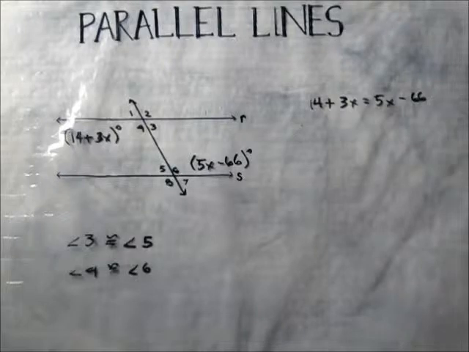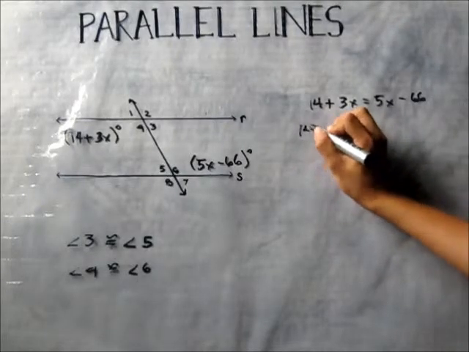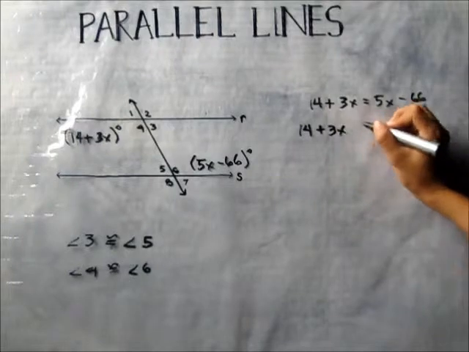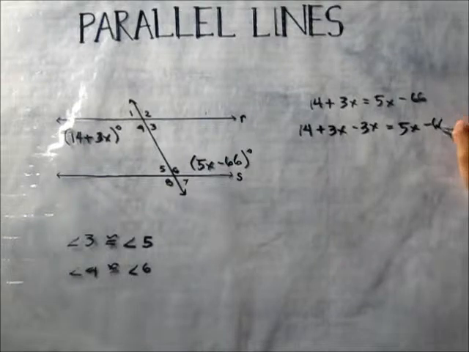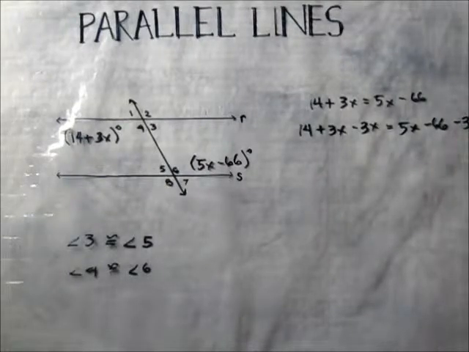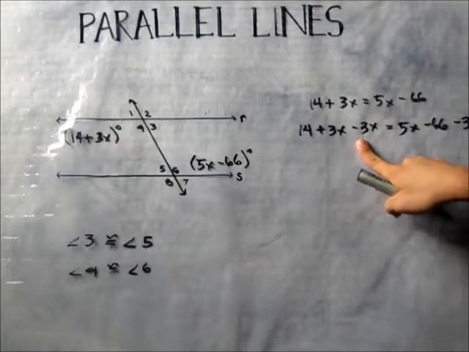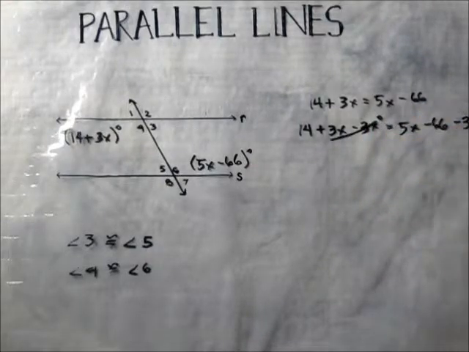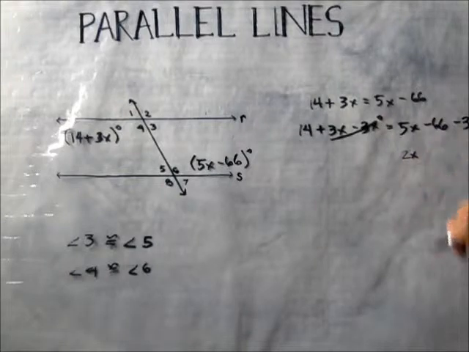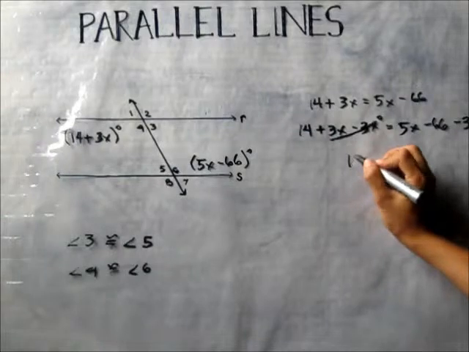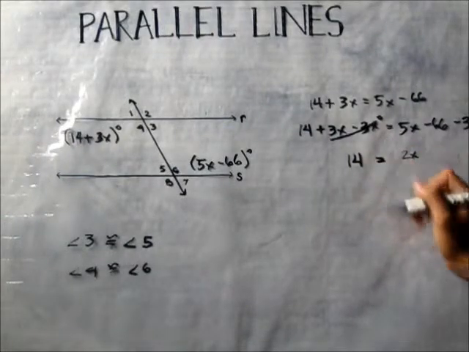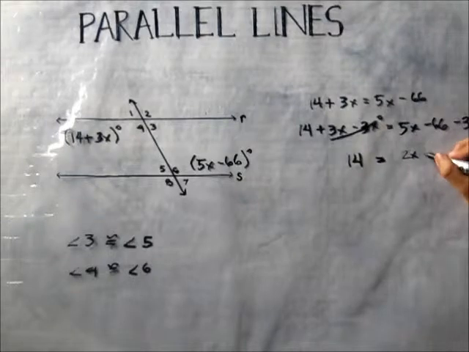Now we need to combine similar terms. 14 plus 3x minus 3x is equal to 5x minus 66 minus 3x. 3x minus 3x is equal to 0. And 5x minus 3x is equal to 2x. What we have left is 14. So 14 is equal to 2x minus 66.